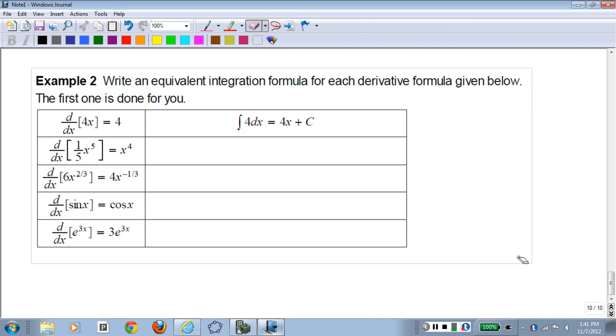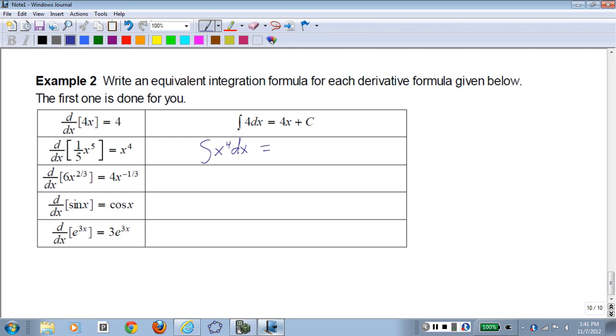Sorry, d dx of 1/5 x to the 5th equals x to the 4th. So we're wondering, if we write it using integration notation, the integral of x to the 4th dx. We search high, we search low. What could we possibly take the derivative of to get x to the 4th as the answer?